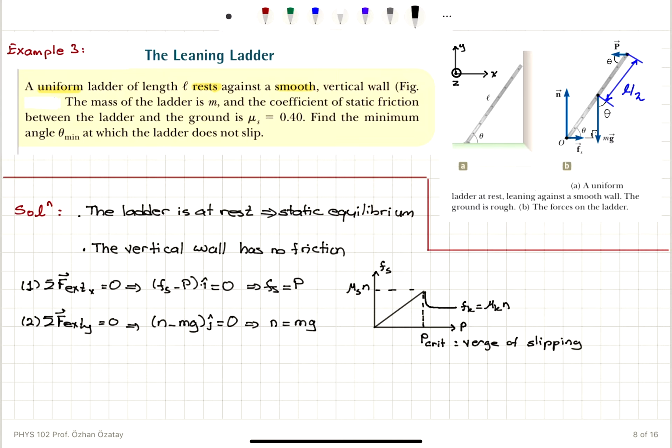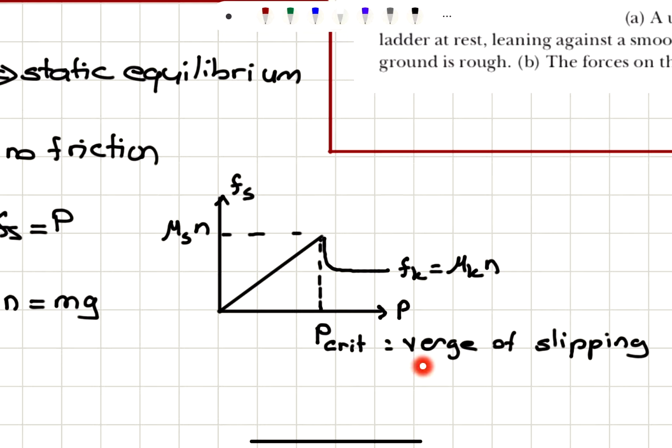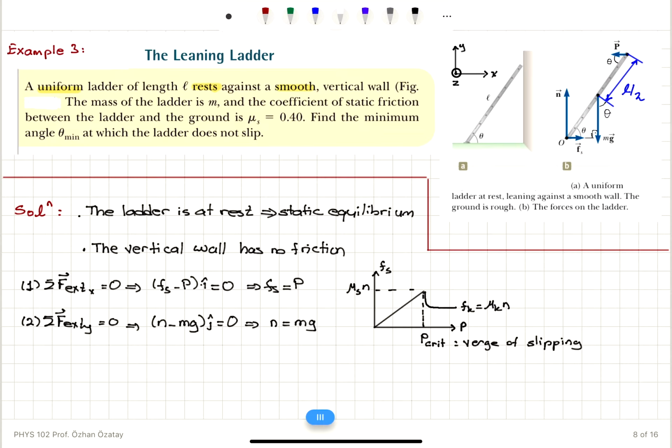Okay, so let's remember the behavior of static friction. Static friction is normally equal to the applied force. It's balancing up to a maximum value, which is mu s times the normal force, and then it quickly goes down to kinetic friction, which is mu k times the normal force, at a critical force magnitude. That's the critical P value here. This is where it's at the verge of slipping. Then it starts slipping, so it is moving under the influence of kinetic friction.